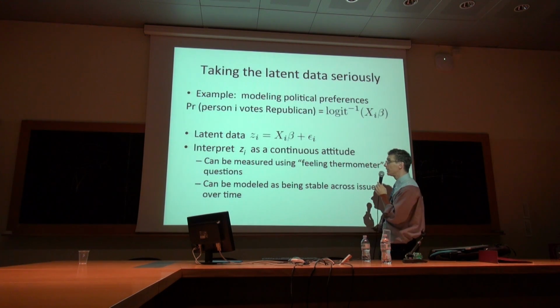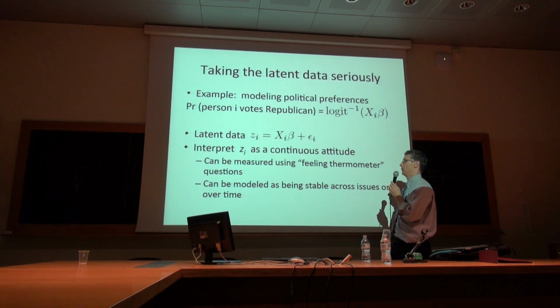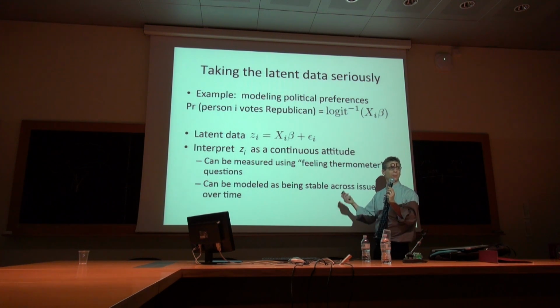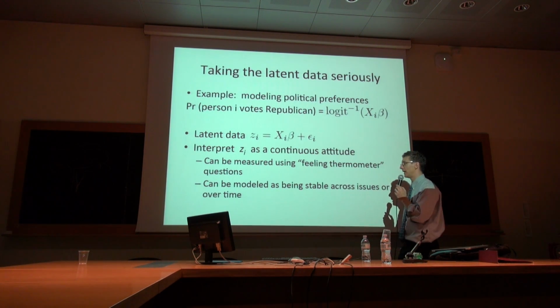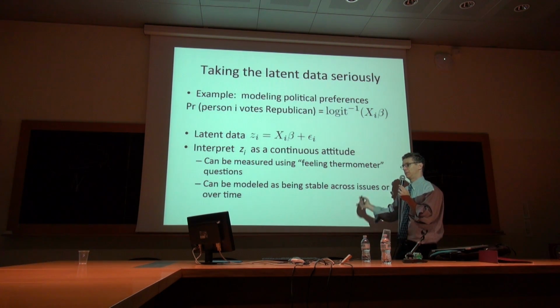So here, in the political example, I should have shown this slide earlier, I guess. Z is how Republican you are. And one point is that you can actually measure it. You can ask people a question like, would you switch? How strongly do you feel about it? Or you could say, how much do you support the Democratic and Republican parties? Give me a number between 0 and 100 to tell me how strongly you feel. So you can sort of measure z directly, and then you can model it in various ways. People do this all the time in political science and economics.